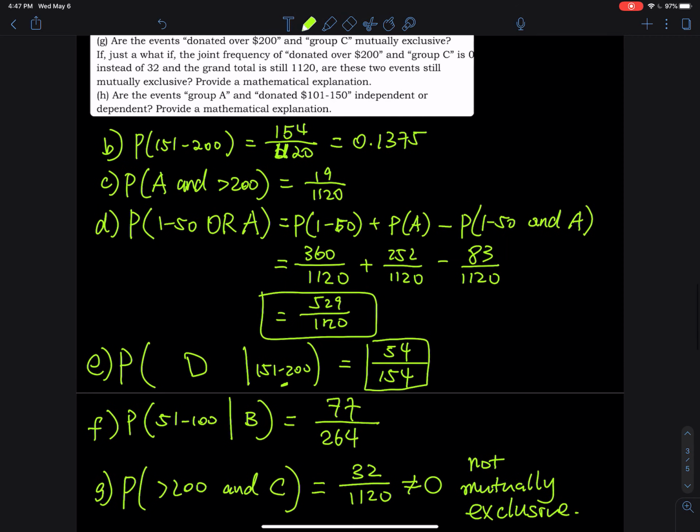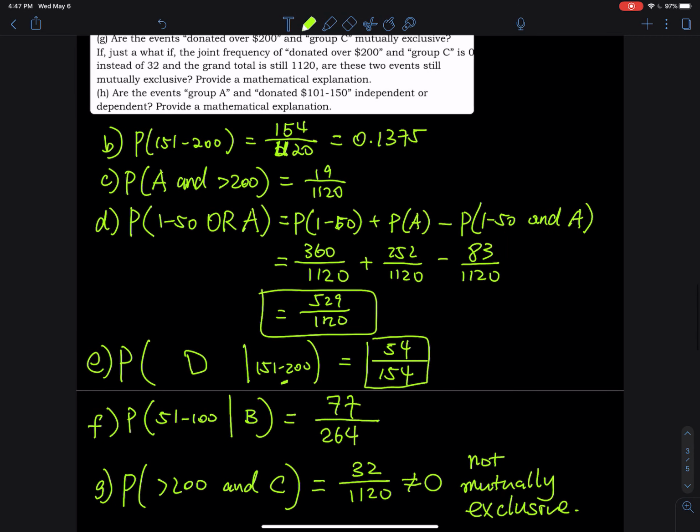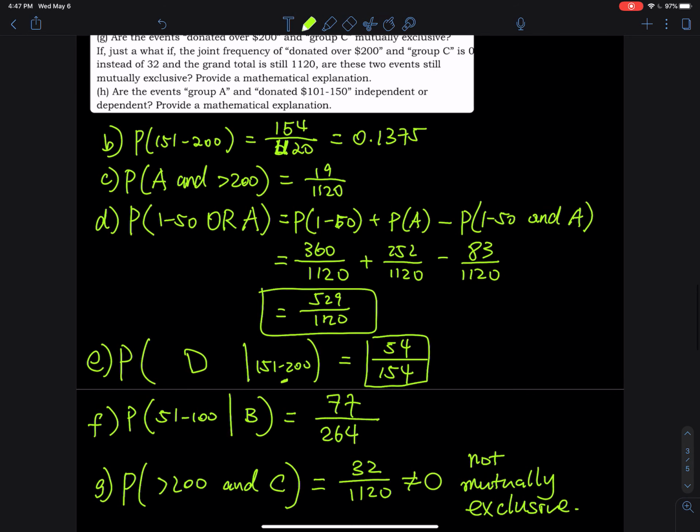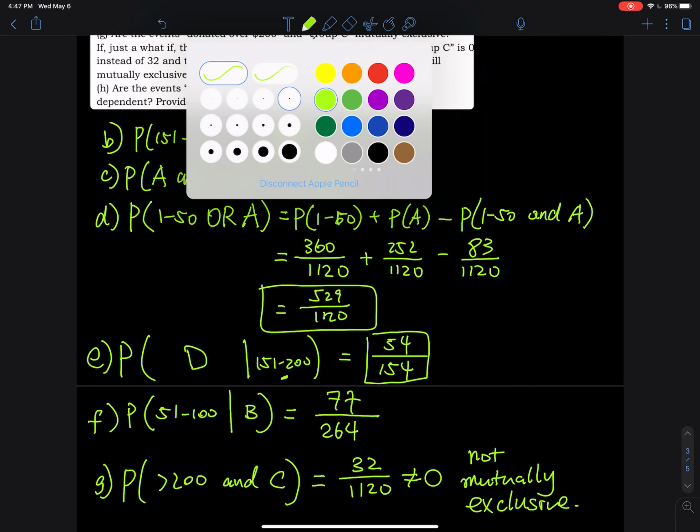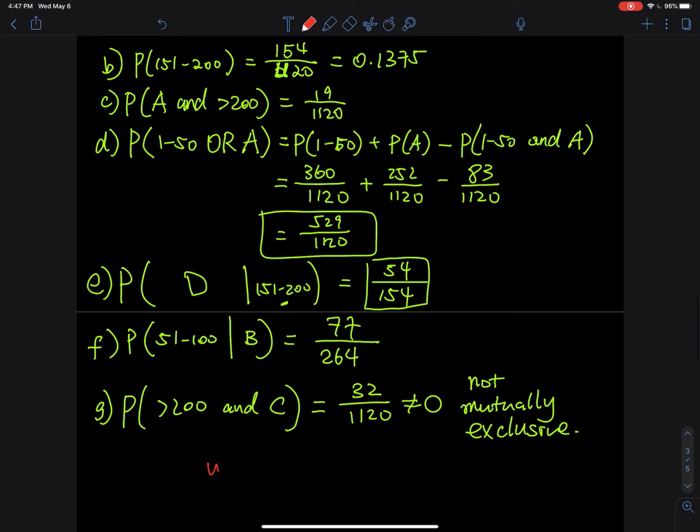What else did they ask? What if the joint frequency is equal to zero instead of 32 and the grand total is still 1120? So to answer that what if, I'm going to change colors for that. So this is a what if. What if you have zero divided by 1120, the joint frequency is zero, then that is equal to zero. That means the over 200 bucks and ethnic group C, they don't share anyone in common. So that means the intersection between these two events is empty. Then they are mutually exclusive if the joint frequency is equal to zero.